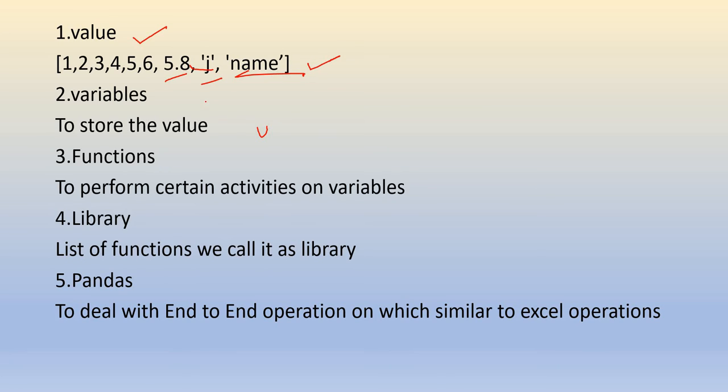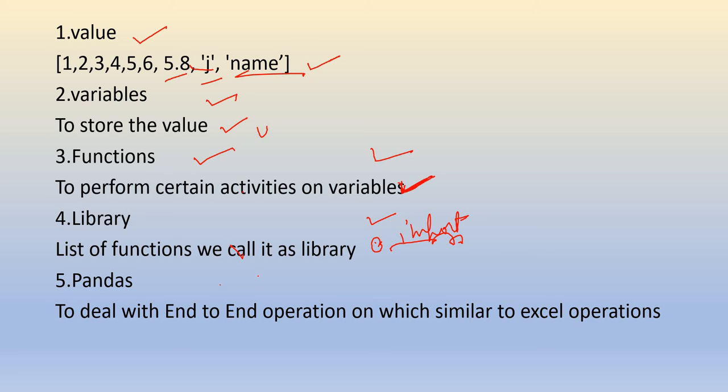Variables in Python can be used to store a value, and functions can be used to perform certain activities and to reuse the code. For writing a certain number of activities to carry out certain things, we use functions. And library means the list of functions that we use in one particular place, that is called a library. We have to install that particular library or module, and we have to import it, and we can make use of it.